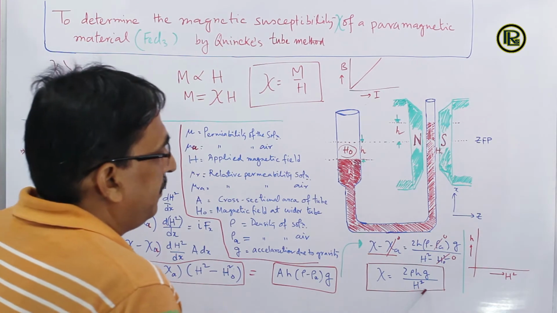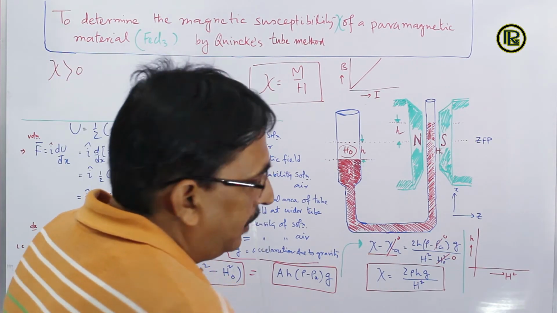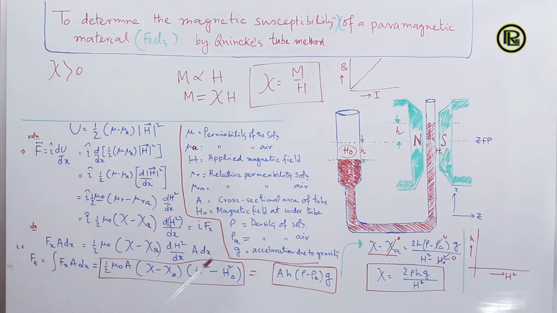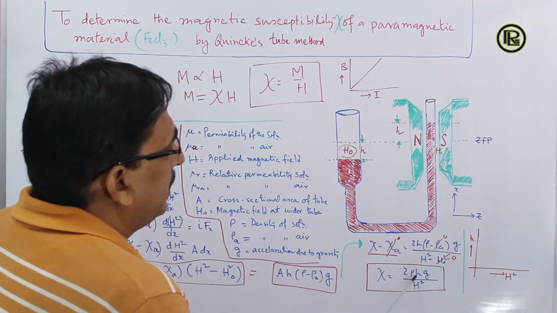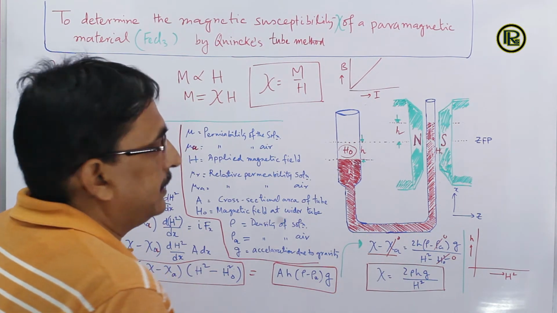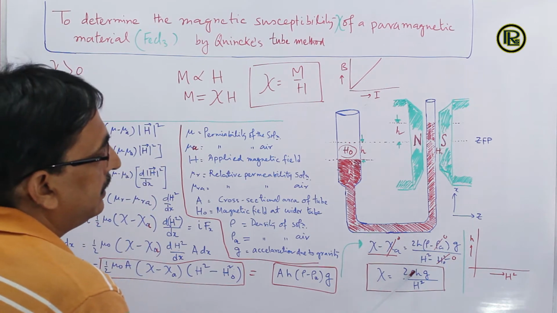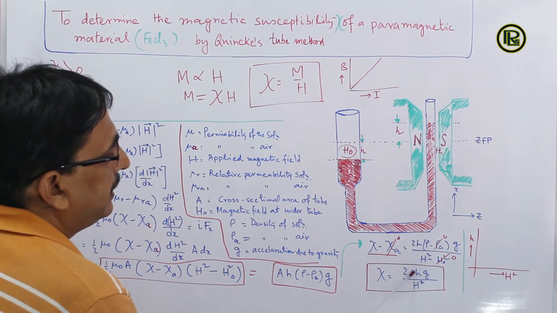So once this field value is known, in the second part I have to make a solution of ferric chloride. So for that we will know what is the value of rho.